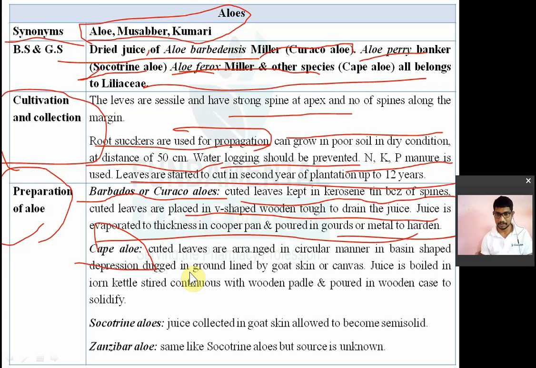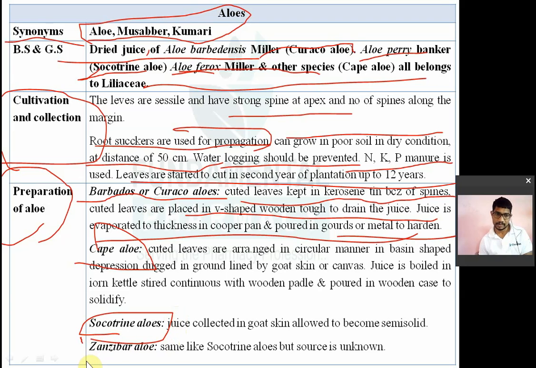Okay, now collect the juice and boil in the iron kettle, then stir continuously with a wooden paddle and then pour into wooden cases to solidify, and that solidified aloe is marketed under the name of Cape Aloe. Then again Socotrine aloe is there. Socotrine aloe. So again you have to collect the juice in the goat skin, and then you have to allow it to solidify. That is Socotrine aloe.